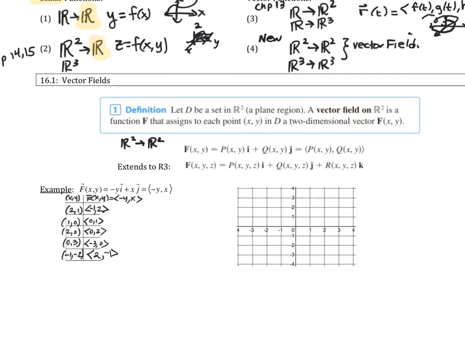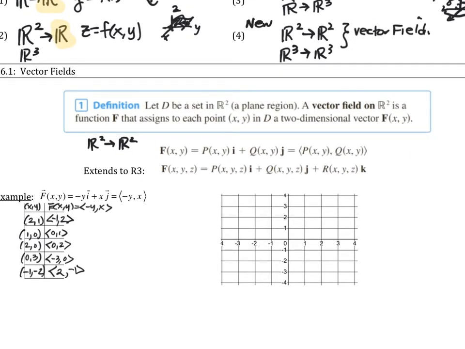What would it look like if we tried to represent this visually, if we tried to graph it? So when I put in the point 2, 1, I get out the vector negative 1, 2. If I drew a vector emanating from this point, that way, so left 1, up 2. So from the point 2, 1, I'm going to go left 1, up 2. I'm going to get a vector that looks like this.